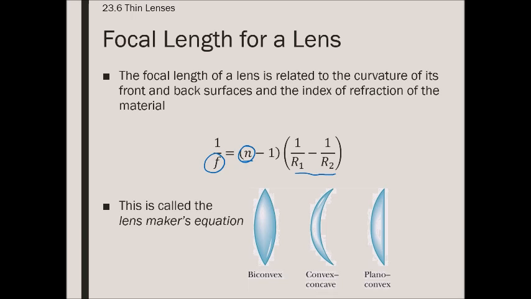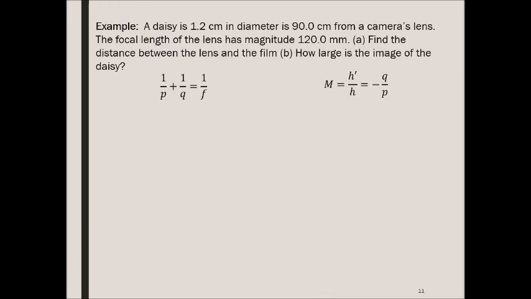So again, this is called the lens maker's equation. All right, now we're going to look at using these equations in this daisy problem. So I'm taking a picture of a daisy, so I need that to show up on the film. We have a 12 centimeter daisy, so that is my object height. It says it's 90 centimeters from the camera lens, so that's P, my object distance, and the focal length of the lens is 120 millimeters.